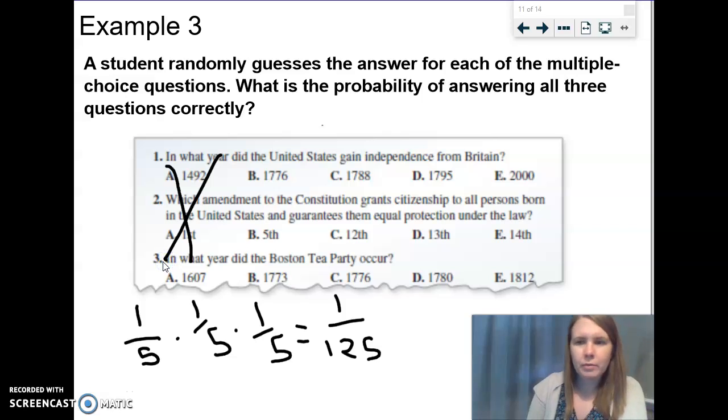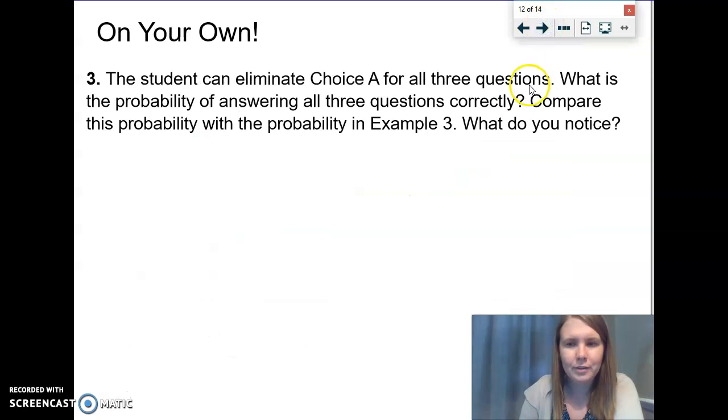So now what's your probability for each one of these events, and how likely is it that you get all 3 of them correct? Okay, why don't you go ahead and take the time to answer this. Come on back once you have your answer.